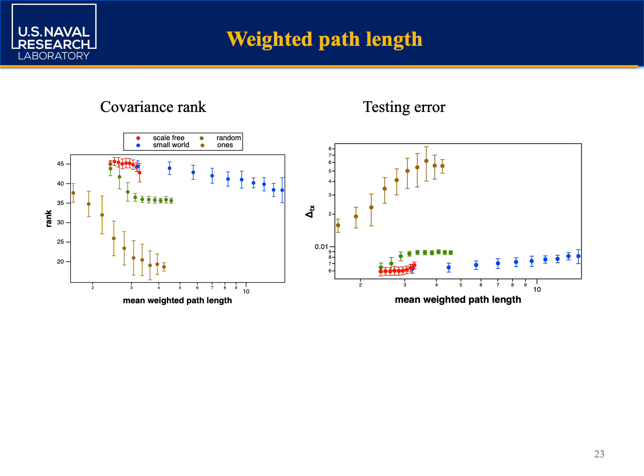We see the biggest variation for the network of ones. For the scale-free and random networks, I have smaller variations. And the small world network shows quite a large variation of path length. So the effect of the statistic varies, but in general, a smaller mean weighted path length means a smaller testing error.